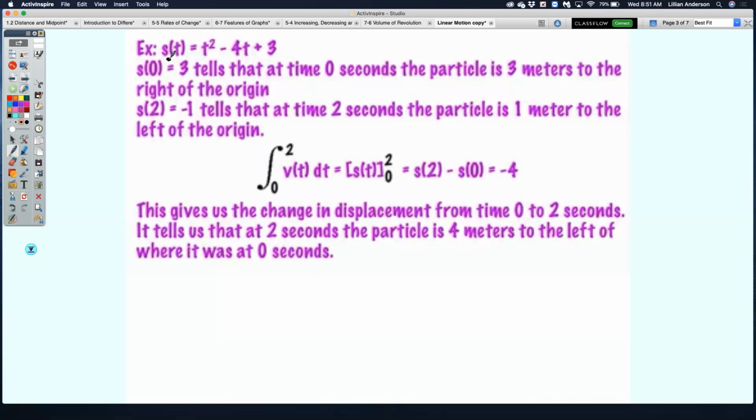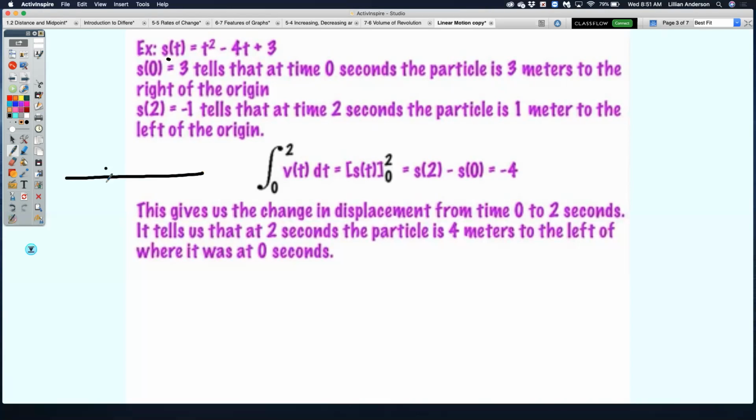Let's say you're given a displacement function, t to the second minus 4t plus 3. If I plug in 0 into the displacement function, I get 3. This tells us that at 0 seconds, so wherever we initially start timing, the particle is 3 meters to the right of its original starting place. When we plug in 2 for t, remember t represents our time, we get -1. That means at 2 seconds, our particle is 1 meter to the left of the origin, okay?